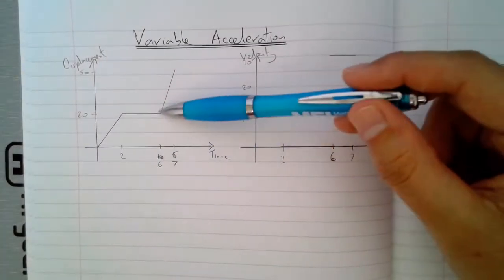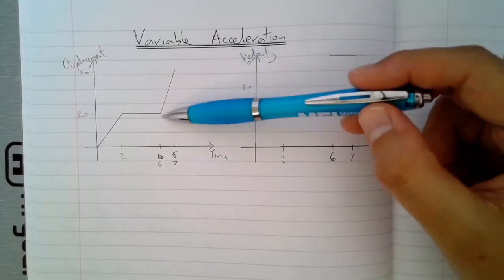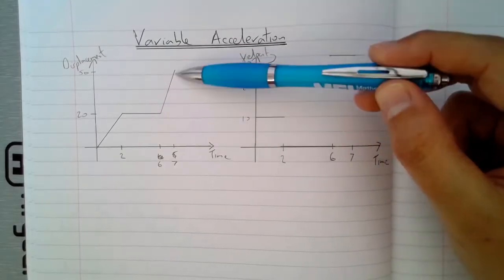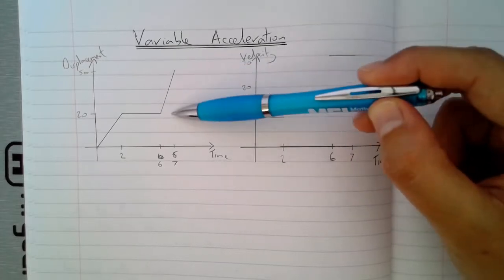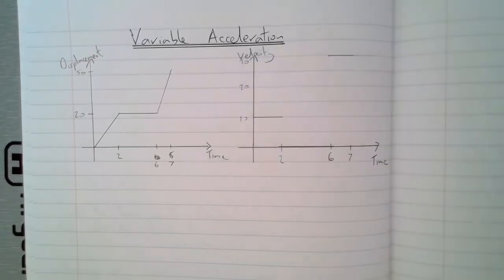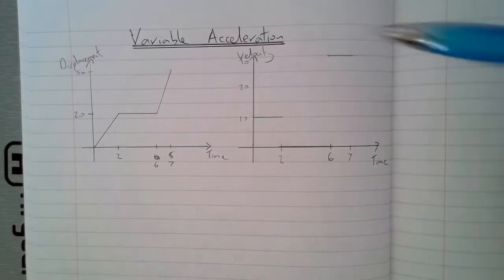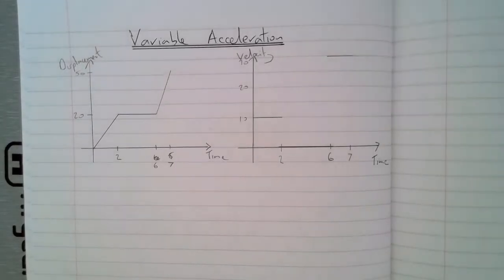They've stopped for a while and then they've carried on a bit further, and here they have travelled 30. They finish at 50, start at 20, they've travelled 30 in 1 second, so it's 30 meters per second is the velocity there, and I've written that up here.